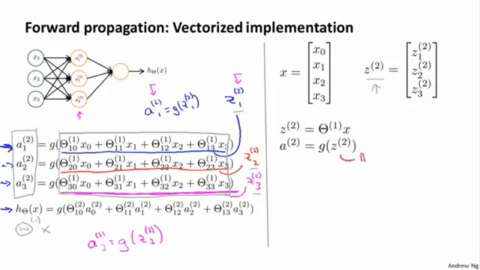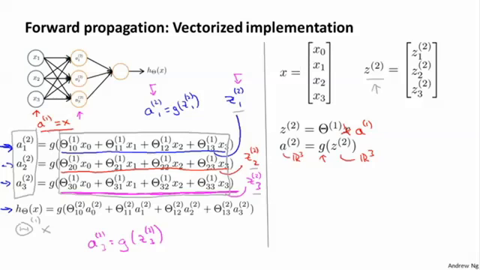And then a2 is g of z2. Just to be clear, z2 here is a 3-dimensional vector, and a2 is also a 3-dimensional vector, and thus this activation g applies the sigmoid function element-wise to each of z2's elements. And to make our notation more consistent with what we'll do later, in this input layer we have the inputs x, but we can also think of this as the activations of the first layer. So if I define a1 to be equal to x, I can now replace this x with z2 equals theta1 times a1.